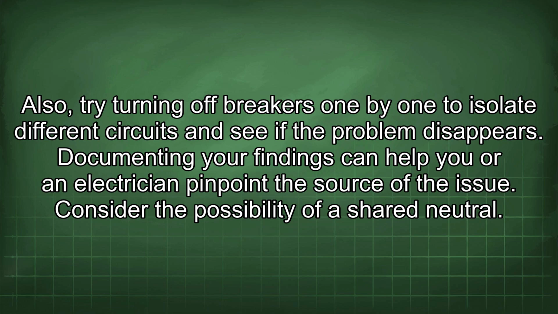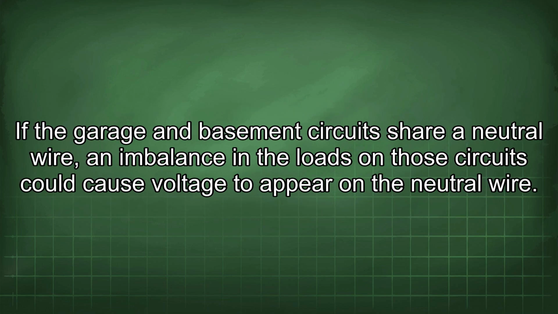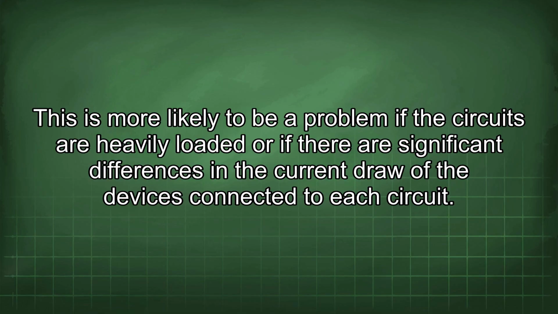Consider the possibility of a shared neutral. If the garage and basement circuits share a neutral wire, an imbalance in the loads on those circuits could cause voltage to appear on the neutral wire. This is more likely to be a problem if the circuits are heavily loaded or if there are significant differences in the current draw of the devices connected to each circuit.